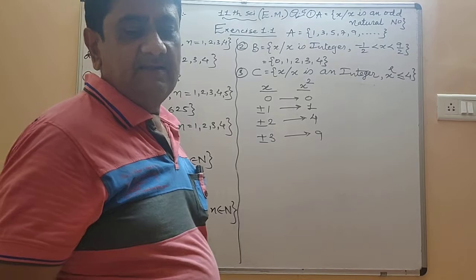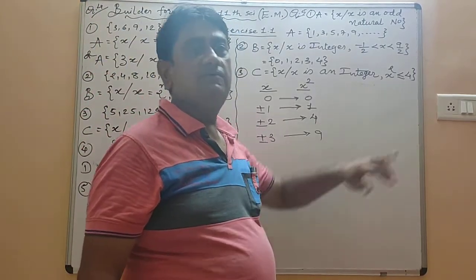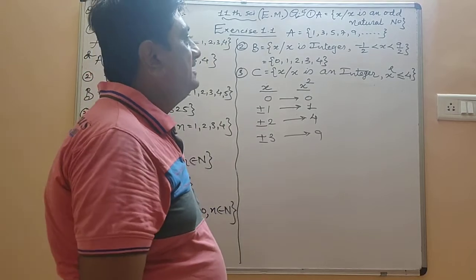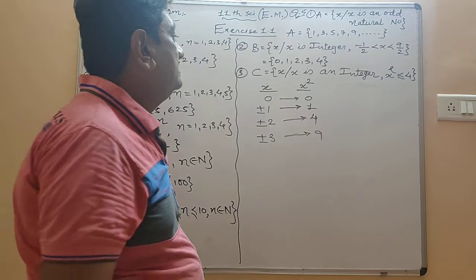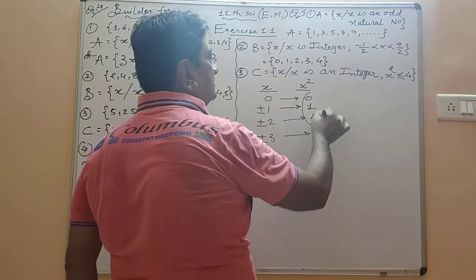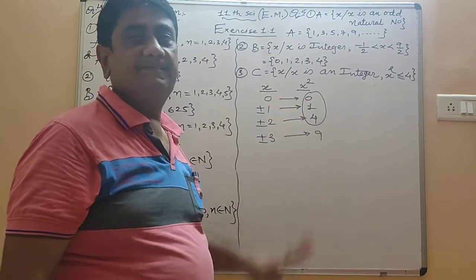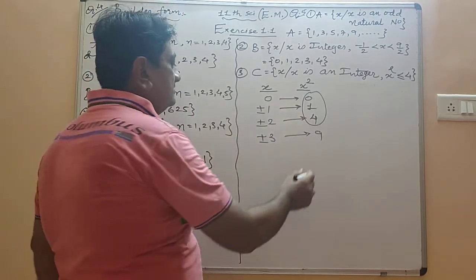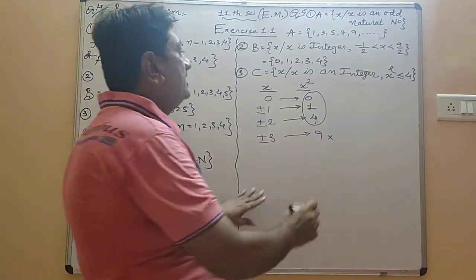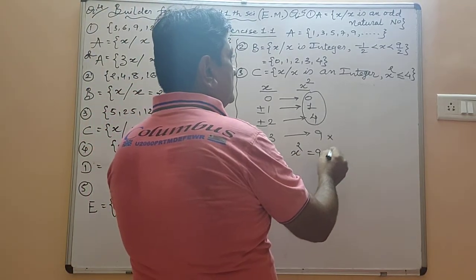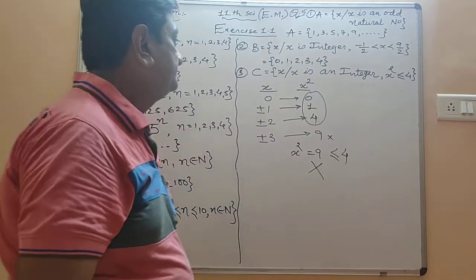But as per the given condition, x square is less than or equal to 4. X square equal to 4 is allowed, but more than 4 is not. So the condition x square less than or equal to 4 is satisfied with these three numbers. You can't take this because it is 9. If you take x square equal to 9, 9 is not less than or equal to 4. Here it is wrong.